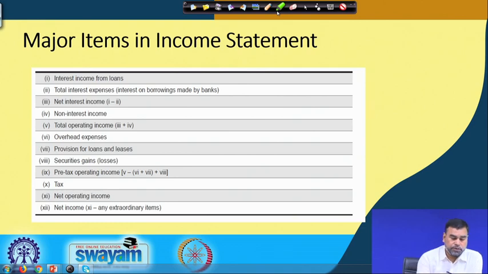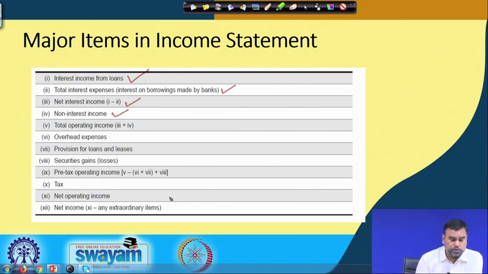You have the interest income from the loan, then interest expenses, because the bank also borrows from another bank or from RBI, and they pay the interest. So, your net interest income is nothing but your interest income minus interest expenses. Then you have some non-interest income. You are also providing certain services, you are also investing in the market, so you can generate certain non-interest income out of this.